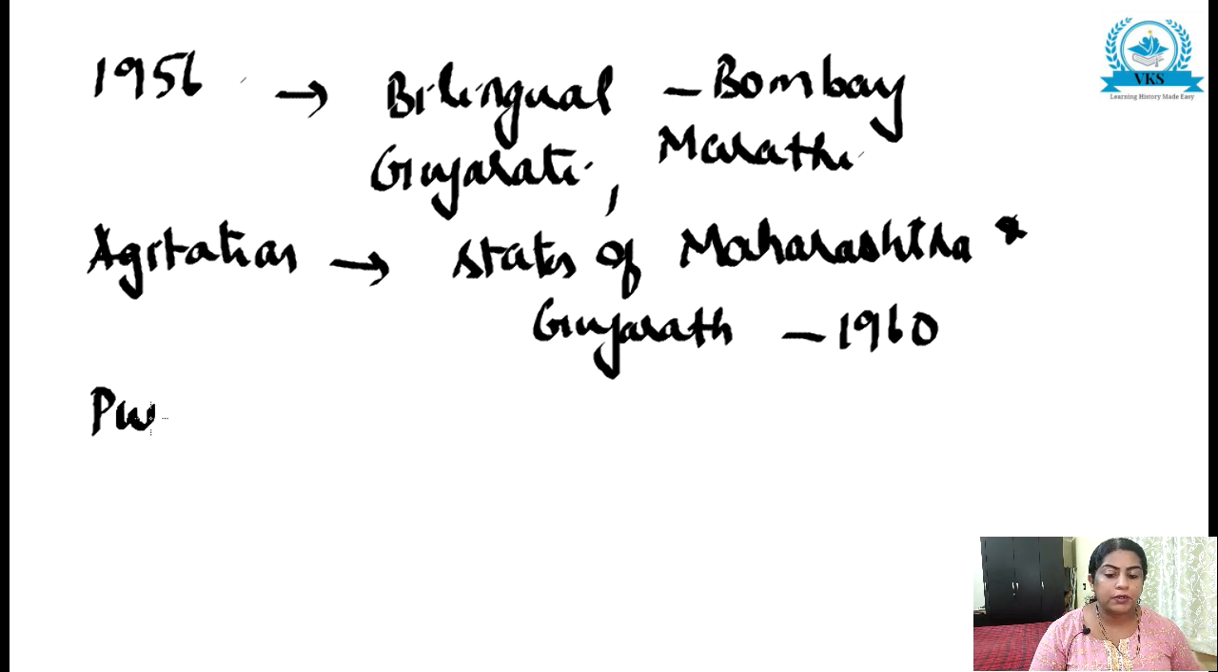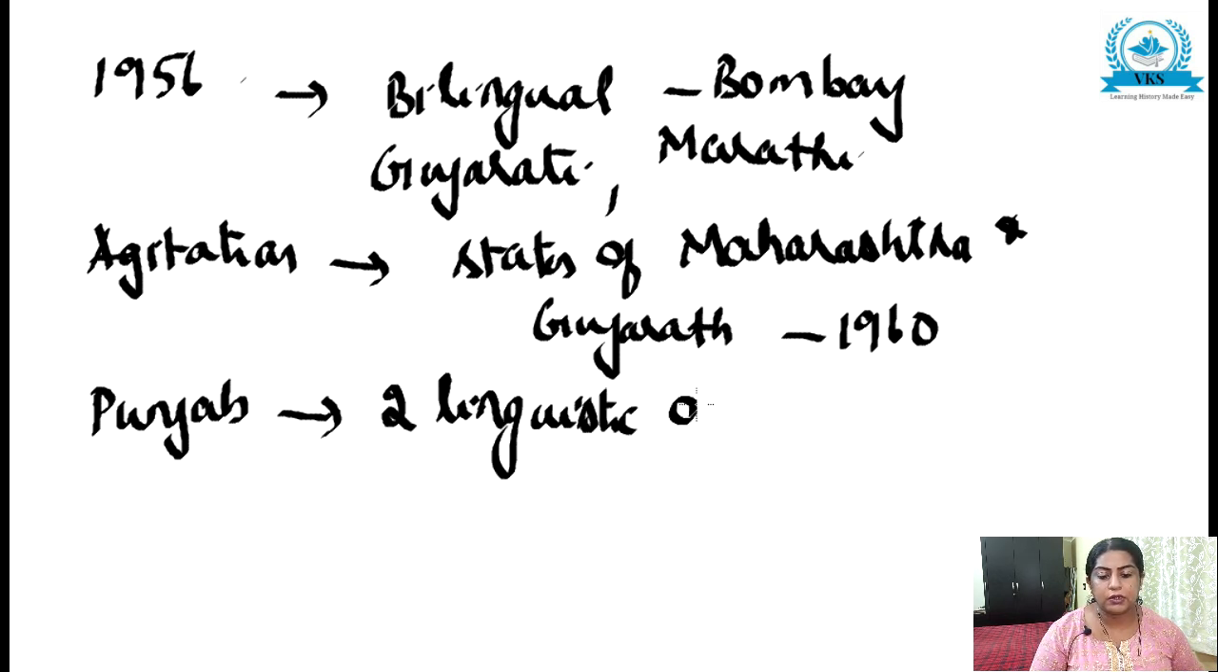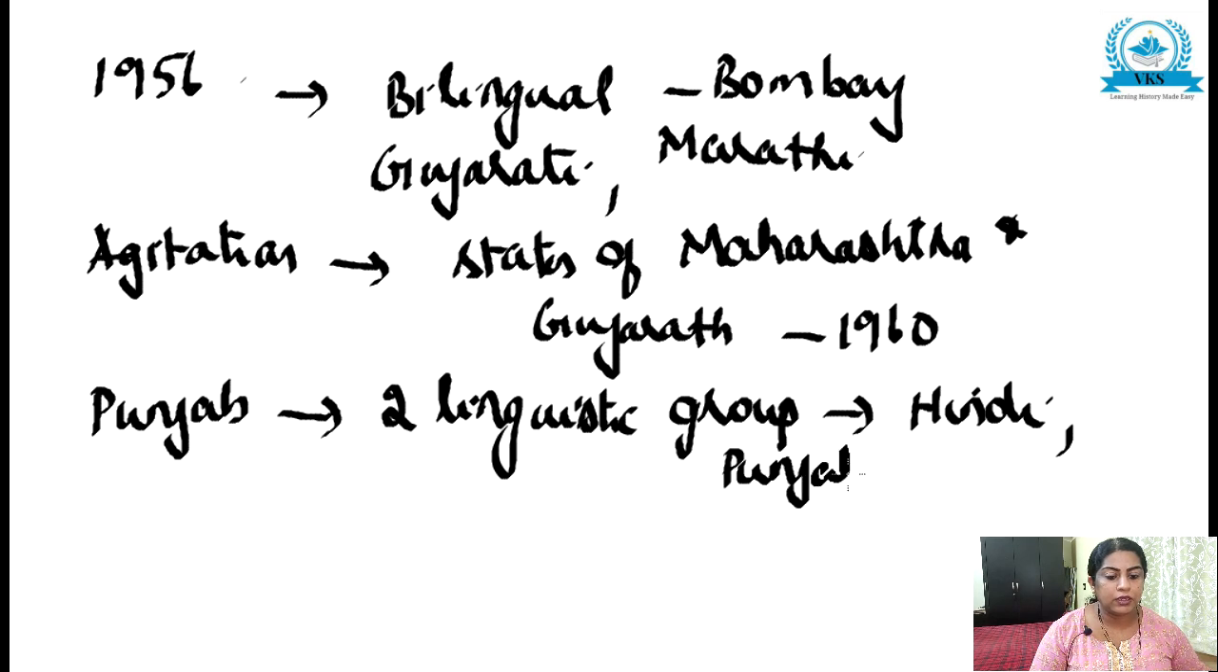Now again in Punjab, there were also two linguistic groups, that is people speaking two different languages. Hindi speaking people were there and also Punjabi speaking people were there. Now the Punjabi speaking people demanded a separate state, and the State Reorganization Committee first did not accept.